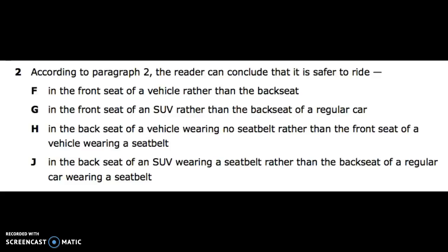Number 2. According to paragraph 2, the reader can conclude that it is safer to ride F. In the front seat of a vehicle rather than the back seat. G. In the front seat of an SUV rather than the back seat of a regular car. H. In the back seat of a vehicle wearing no seatbelt rather than the front seat of a vehicle wearing a seatbelt. J. In the back seat of an SUV wearing a seatbelt rather than the back seat of a regular car wearing a seatbelt.